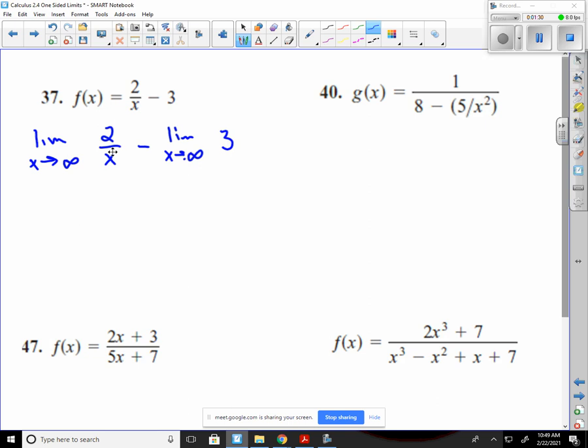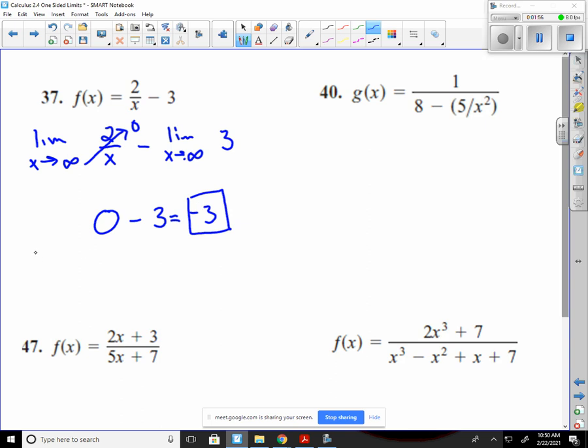X keeps getting bigger and bigger. So this is going to go to 0. My limit is 0 for the first part. Then for the second part, there is no x in here, which tells us that as x goes to infinity, this is a constant, it remains the same. 0 minus 3 is negative 3. That's my limit as x goes to infinity.